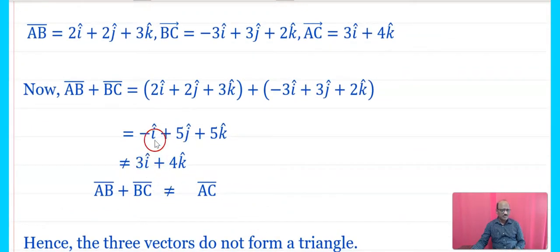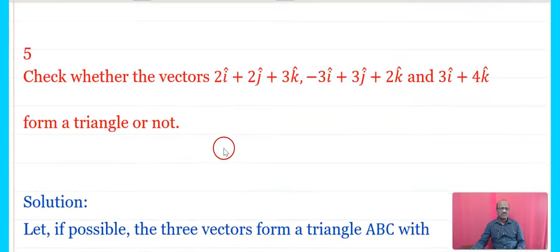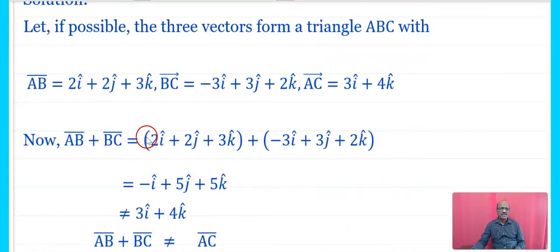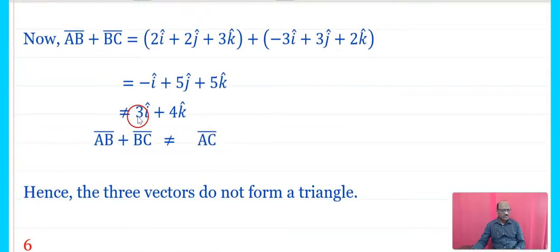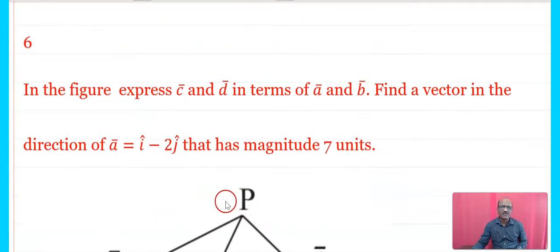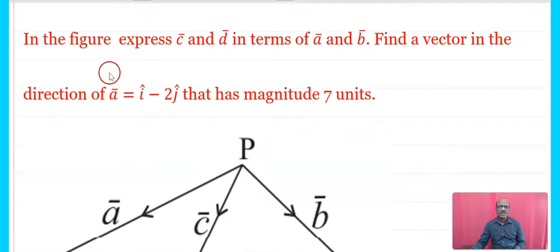And their sum is not equal to the third side. And which is the third side? That is the AC. What is the AC here? The AC is 3i cap plus 4k cap, which is not equal to the sum. AB bar plus BC bar is not equal to AC, and hence the three vectors do not form a triangle.